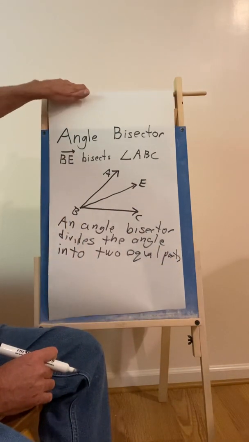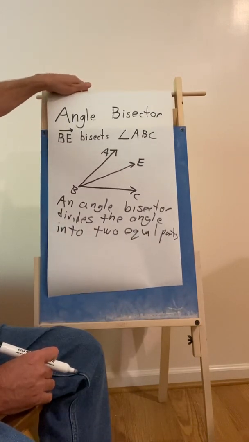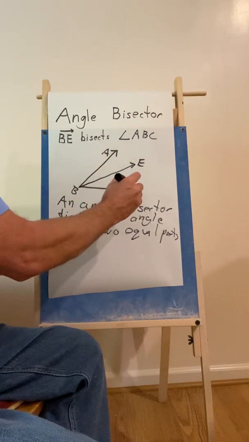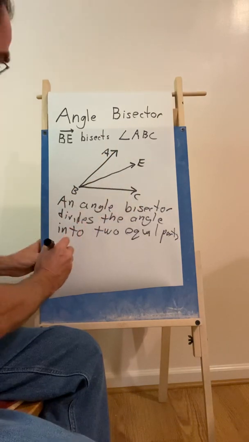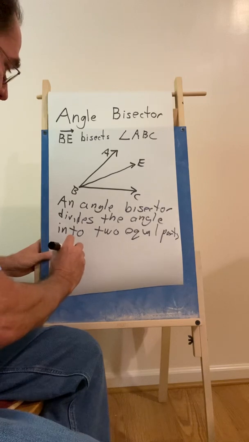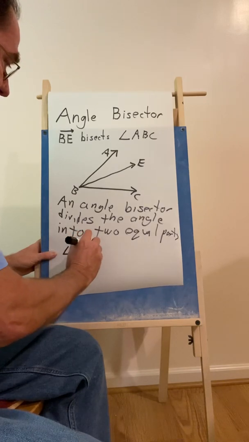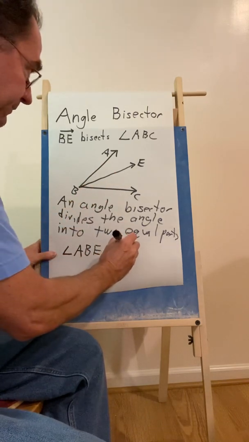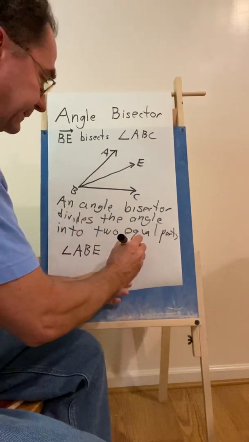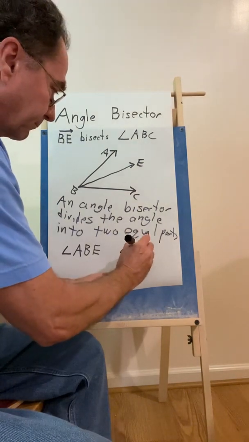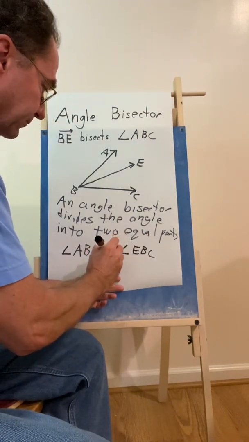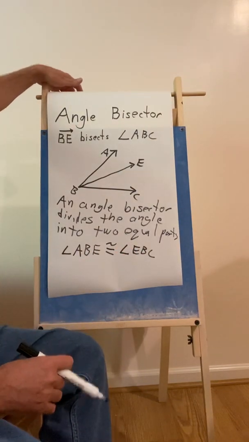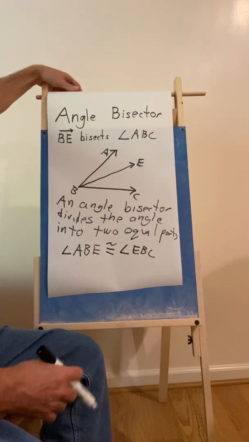Well, what does that mean, divides into two equal parts? What are the parts? Well, our original angle is ABC. This part is angle ABE, and the other angle down here, that angle is angle EBC, and those two angles are congruent. Remember what congruent means, the exact same, identical. They have the same measure.